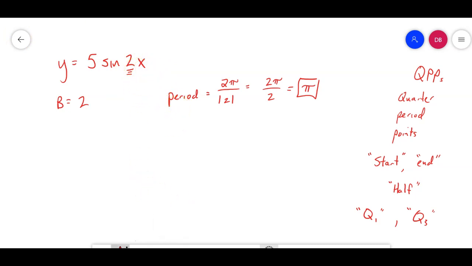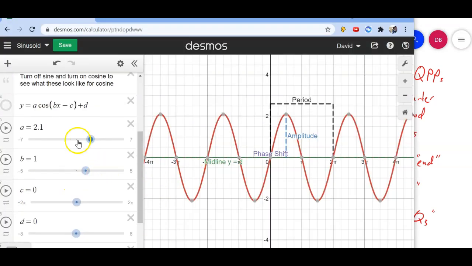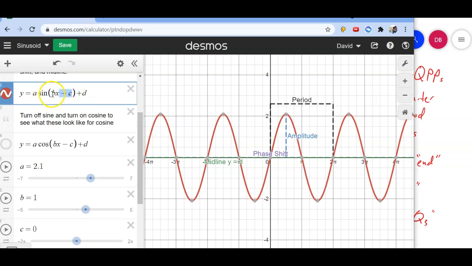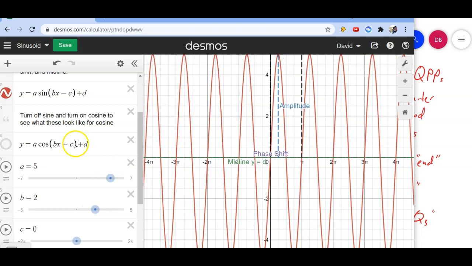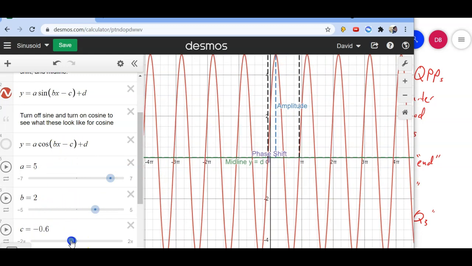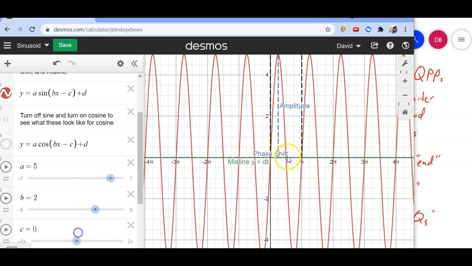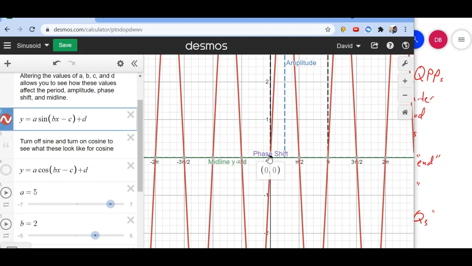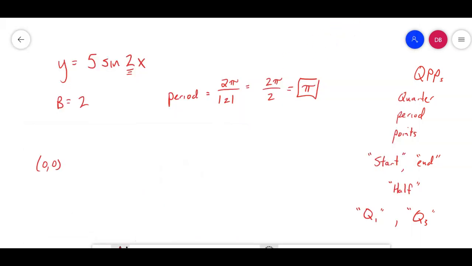Now this function does not move left or right, because there is no value being subtracted or added to that 2x. If we had C, the number that I'm subtracting from B times x, and let me make this 5 and this 2 so it matches our function, then if this had a value being added or subtracted, notice it shifts left and right off of the origin. But when it's 0, the graph touches the origin. So 0, 0 is a point on here, because there's nothing being added or subtracted in the parentheses.